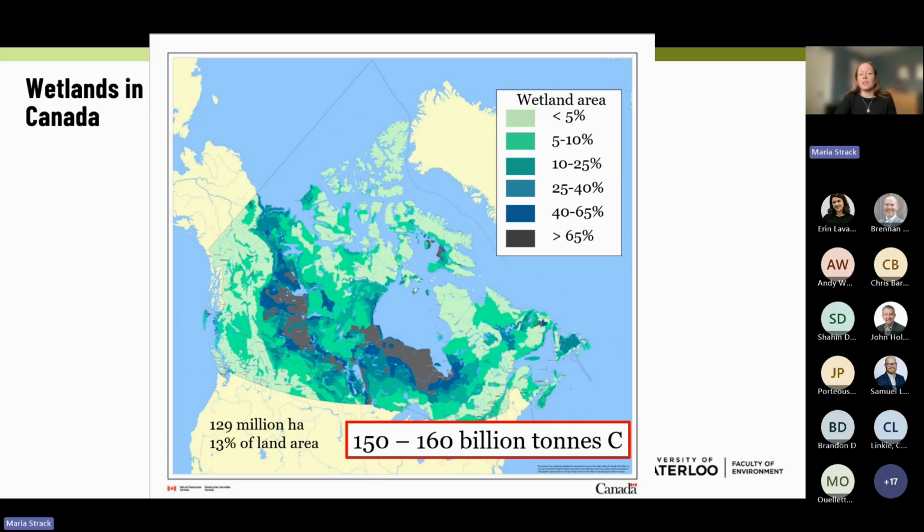And that means we have an incredible amount of carbon stored in these wetlands. We estimate that 150 to 160 billion tons of carbon are stored in current wetlands. To put that in perspective, if this was emitted to the atmosphere, it would be equivalent to over 800 years of Canada's current anthropogenic greenhouse gas emissions. So this is an incredibly large pool of carbon that's worth protecting.